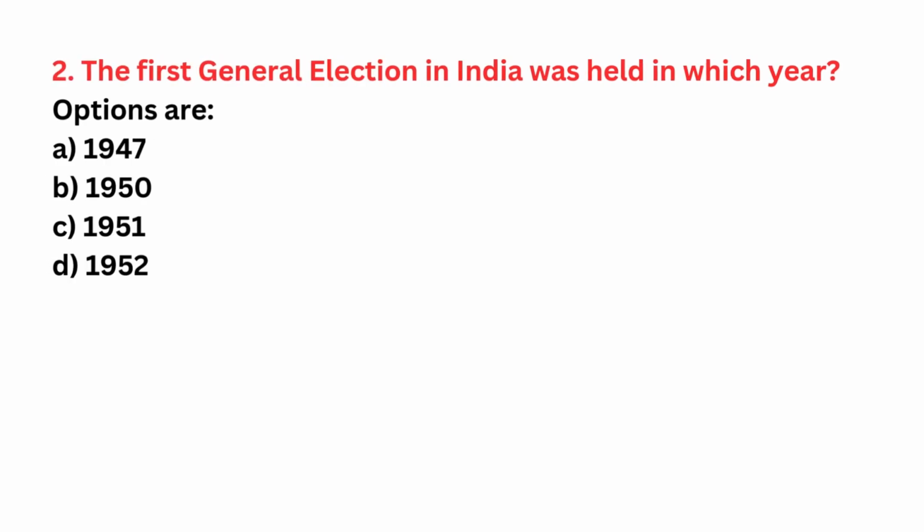2. The first general election in India was held in which year? Options are A. 1947, B. 1950, C. 1951, D. 1952.